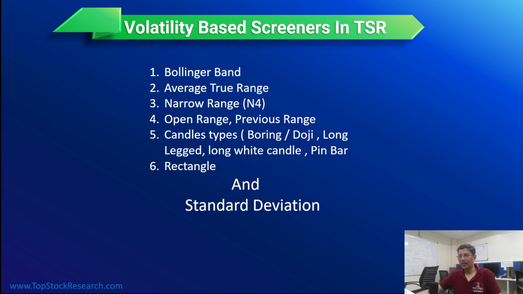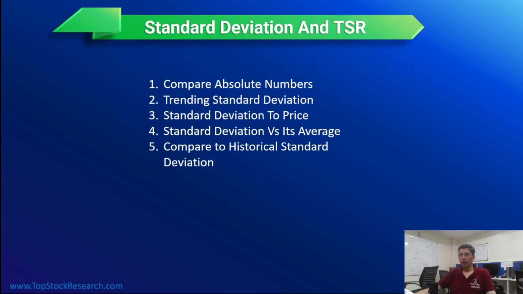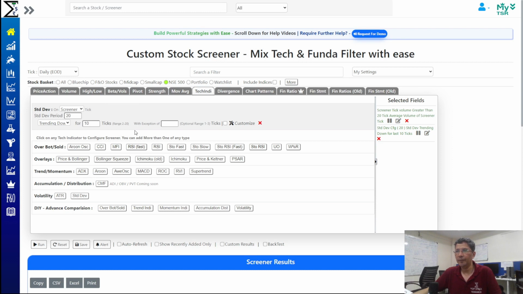And finally, what we want to cover here is standard deviation. Right? So standard deviation in TSR: you can compare absolute numbers. You can go for trending standard deviation, deviation to price, deviation with its average, or historical versus standard deviation. So we'll see what these things are. It might look a little Greek or a little difficult to you. Let's try to go into the product. That's where the real fun, excitement, or learning starts, right?